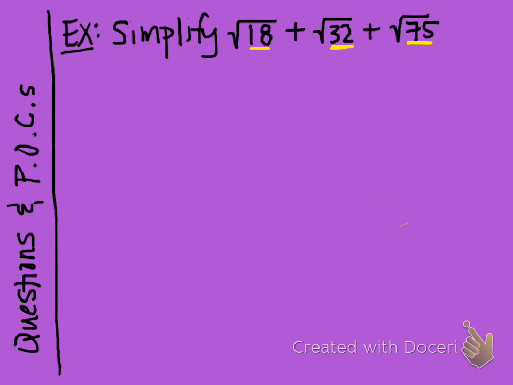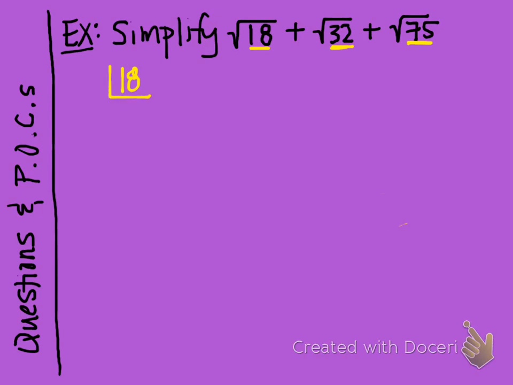So what we have to do first is see if we can simplify each of these individually. And sometimes when you do that, then some of them will actually end up with the same number under the radical, and they'll actually be like, and then we can combine them. So let's start off with the 18. So I'm just going to kind of do these off to the side.